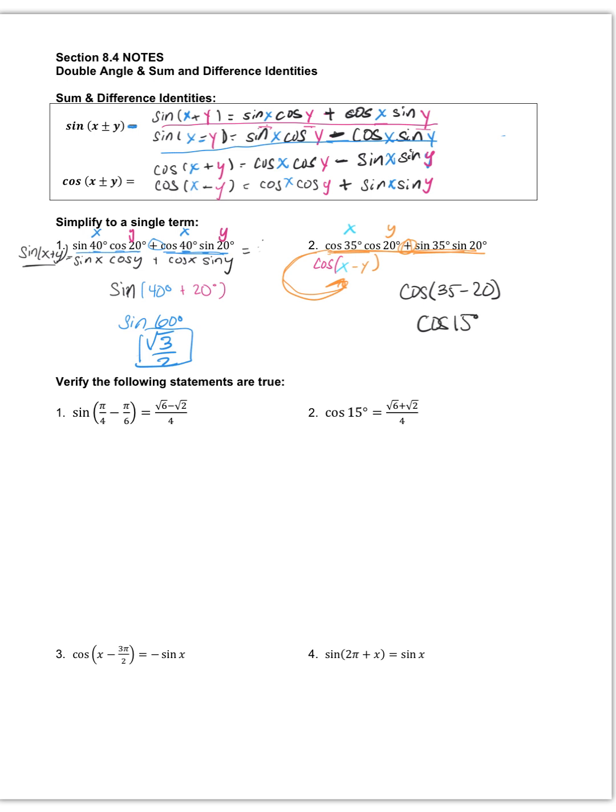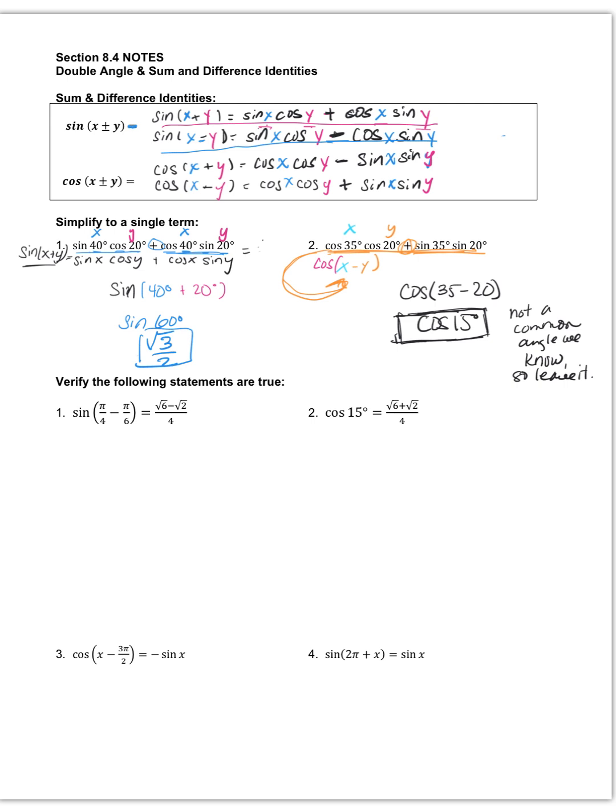Now, we do not know what this is, okay? This is not a common angle we know. So we're just going to leave it as it is. And this is your answer. We're not going to use a calculator because we don't really need it. We're not trying to get the exact answer like we can on the other ones. But we're going to leave that.